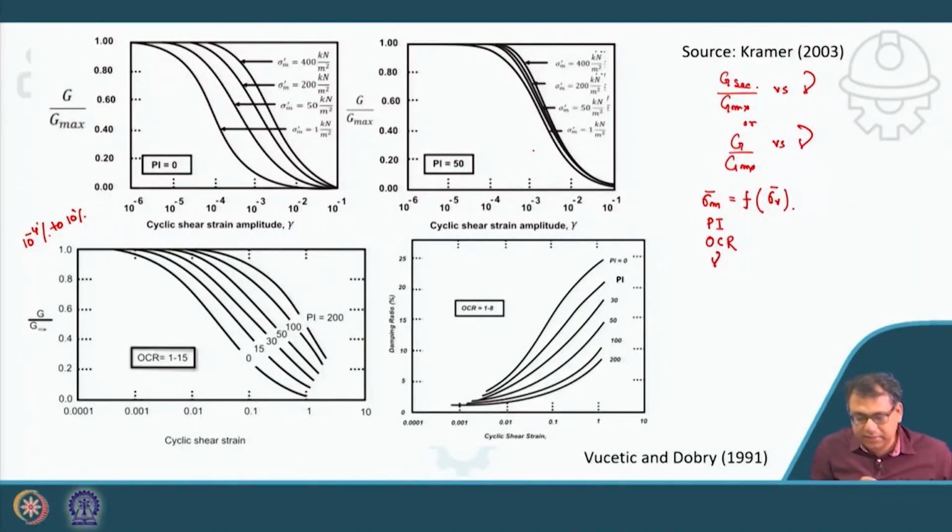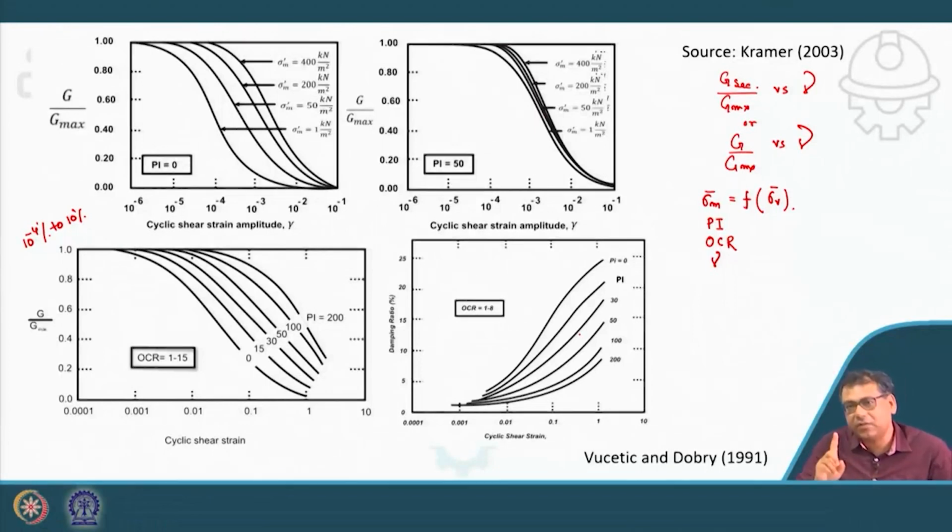And then you can see that as your strain level increases, the G value decreases. So this is the trend, and your damping ratio increases. Okay. So this is your cyclic strain versus damping ratio, and cyclic strain versus G by G max curve.